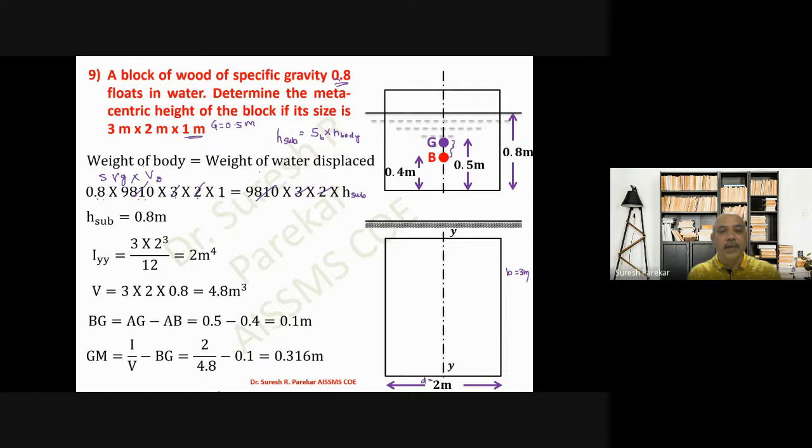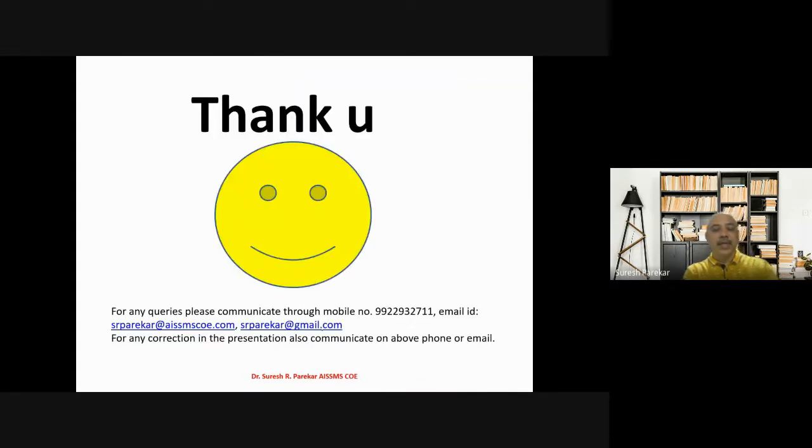GM we have I by V minus BG, and that will give us 2 upon 4.8 minus 0.1, that is 0.316, means my M is above G, and therefore we have stable equilibrium. So as value we have GM is positive. So these are some problems which are related with metacenter. So today we will stop here only. So thank you.